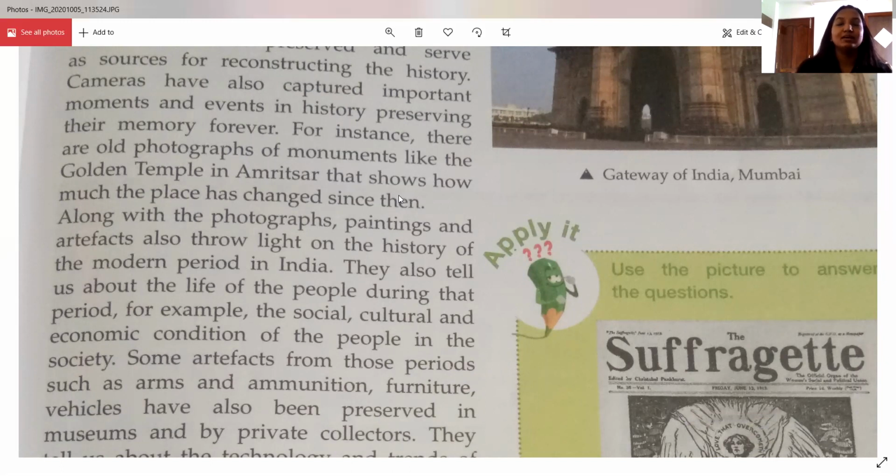Now, if we have photographs of people standing near, we will get to see what they were wearing and whether they're wearing ornaments, where they're using gold, silver. So all this gives the economic status and the living standards and culture of the people. So all these photographs, paintings, and artifacts reveal such important information.